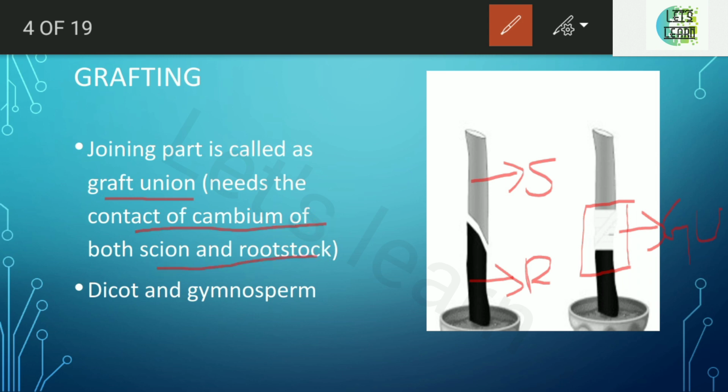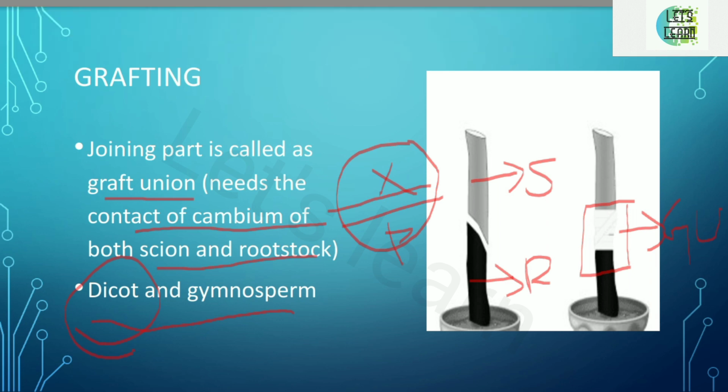And this grafting is most commonly done in dicots and gymnosperms. As you know, the cambium is present between the xylem and phloem of a vascular bundle, and this cambium is mostly present in dicot plants only. So grafting is done in dicot and gymnosperm plants. I think you are clear.